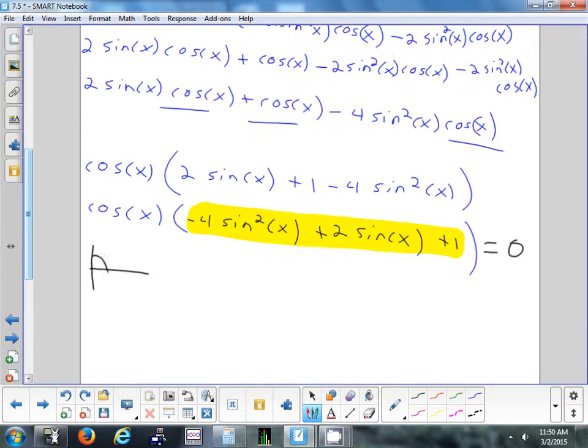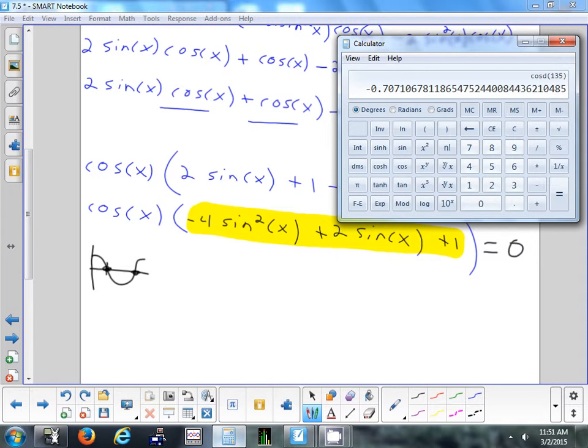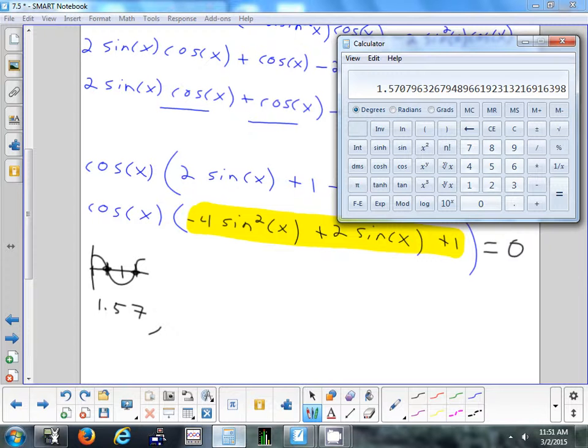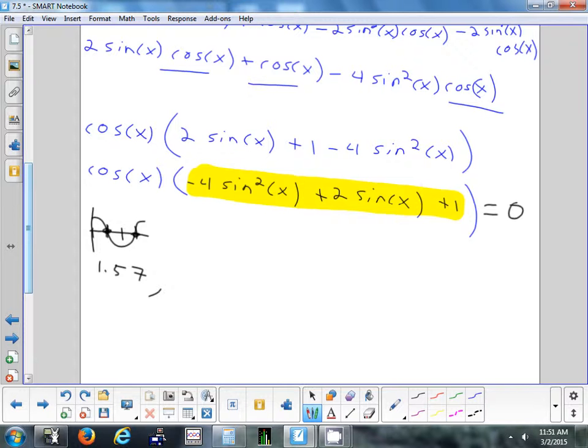The way I think of it, I think of the picture. That's the picture of cosine. It crosses the x-axis in 2 spots. This first spot is pi over 2, which I'm going to write as a decimal: 1.57. The second spot, this is 0, pi over 2, pi, 3 pi over 2. That's the second spot: 4.71. Those are the two values you can plug into the first part to make cosine 0.